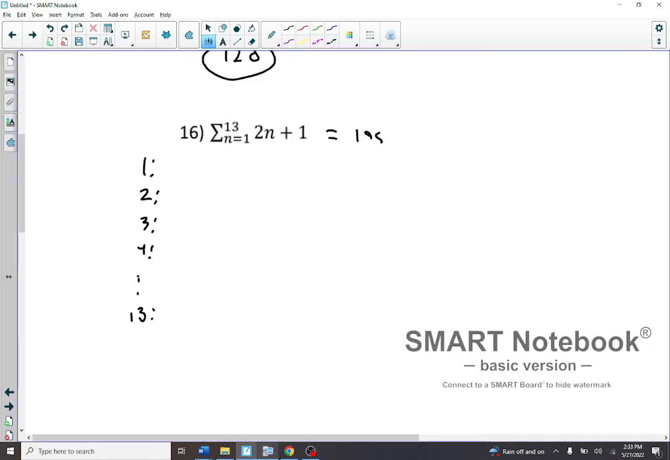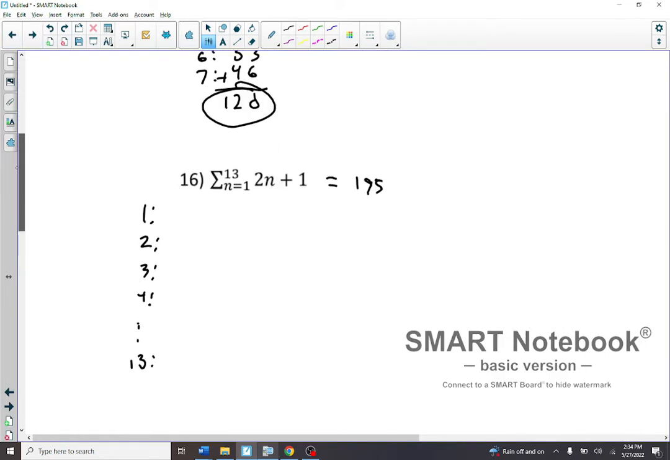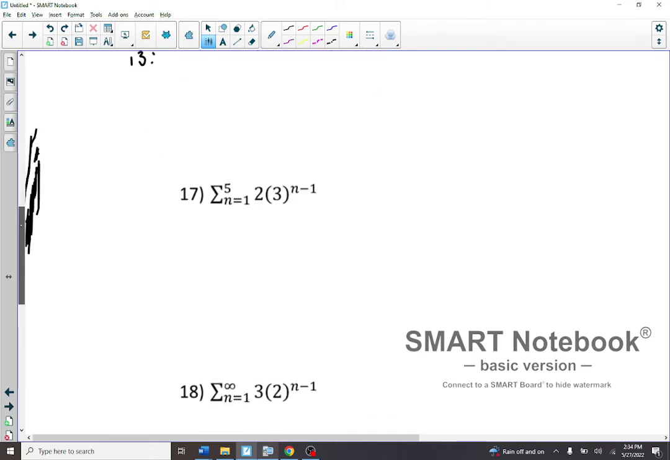So your calculator this whole time could have done summations, if you have a fancy one. If you have an unfancy one, you're going to have to do it the long way. But if you have a fancy one, you can just use that to your advantage. Okay, so 195.